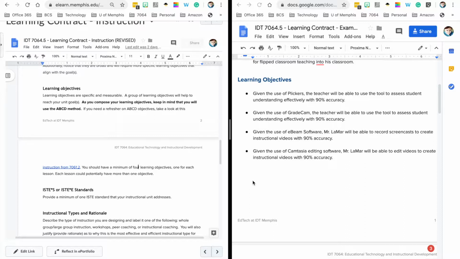So make sure you have each part of the ABCD objective. Our example here: given the use of clickers, the teacher will be able to use the tool to assess students' understanding effectively with 90% accuracy. So given the use of clickers, this would be your condition. The teacher is your audience, so this was written for professional development for teachers. We'll be able to use the tool, so this would be your behavior, and your degree is 90% accuracy. Make sure you have each part of those.